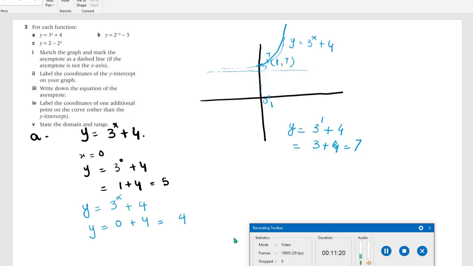State the domain and range. The domain would be from minus infinity to infinity, all x values, all real numbers. So x would be all real numbers. And what would be the range? Range would be y greater than 3 in any case. Okay, because the asymptote is at y equals 4. Got it?